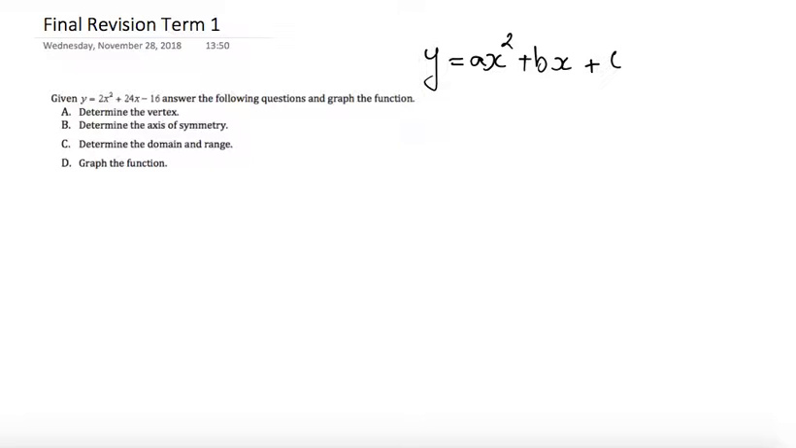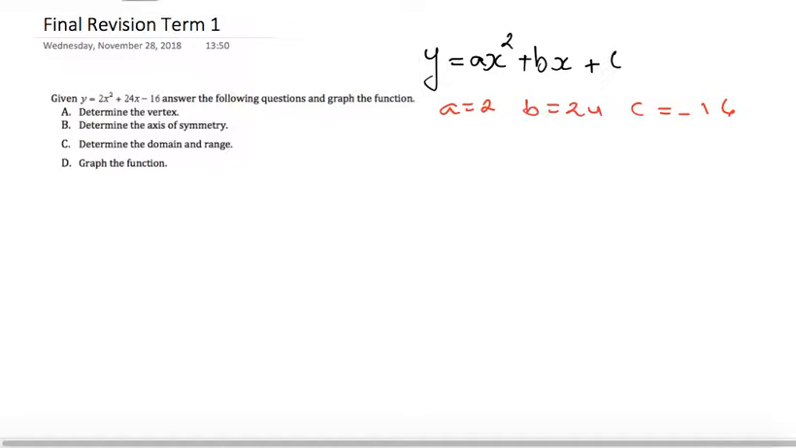So a is 2, b is 24, and c is minus 16. And if I want to get the vertex, as you know, the vertex in the vertex form is (h, k), and you need to memorize this. h is equal to minus b over 2a, and k is f of minus b over 2a, or f of that value that you get in h.